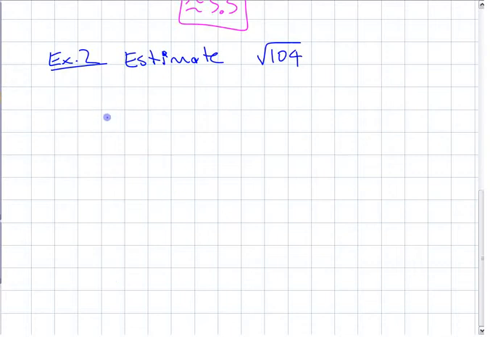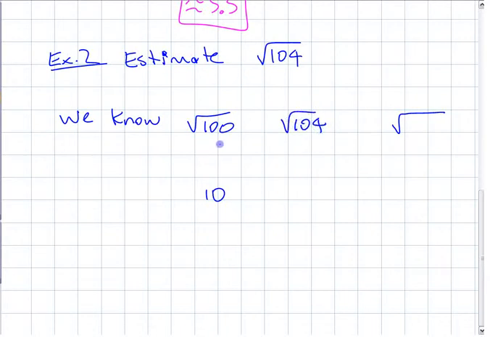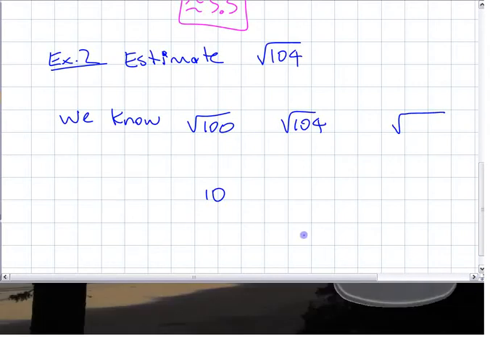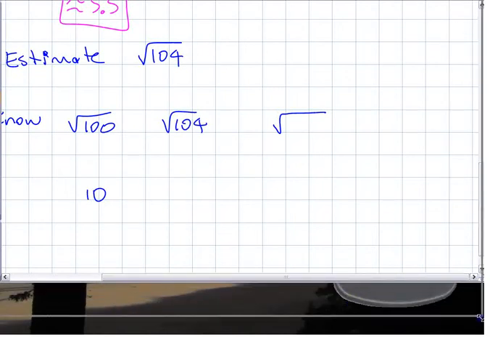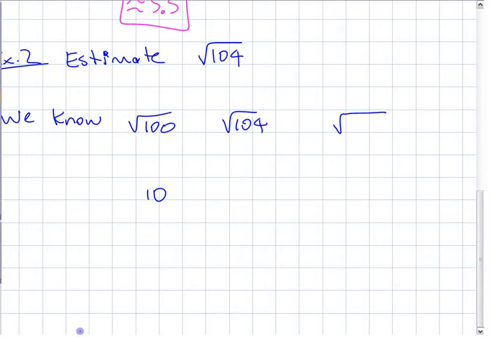You know what 100 is, right? We know square root of 100 is how much? 10. And what's one that's bigger than 104? Square root of... If you want to know what square root of 104 is, you think 104 is between two numbers I know. You got to know your perfect squares, and 100 is one of them, right? What's another one bigger than that you know? Well, what's one that's bigger than 104?